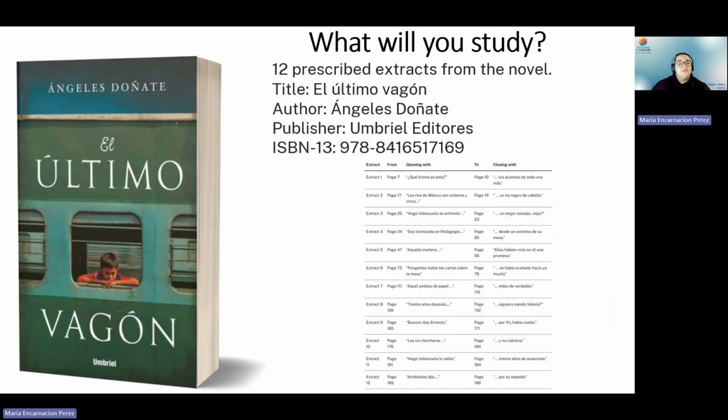Now, what are you going to study? So the novel study, the prescribed extracts are 12. They're stated on the NESA website. So we'll be exploring some pieces of the novel. It's still important that you understand the whole story, but we'll be exploring 12 distinct extracts from the novel that you'll get to know in depth.